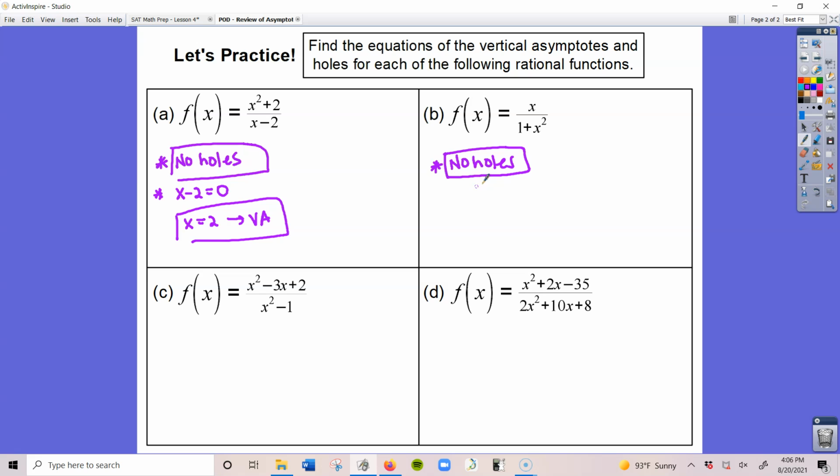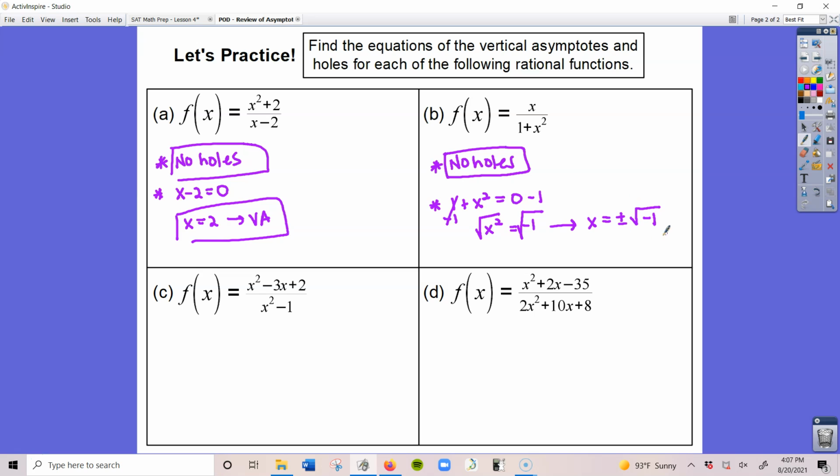Now to figure out the vertical asymptote, we're going to take the denominator and make it equal to 0. We would first subtract the 1 on both sides, so we get x squared is equal to -1, and then we square root both sides. Now what happens here is we get x is equal to plus or minus the square root of -1.